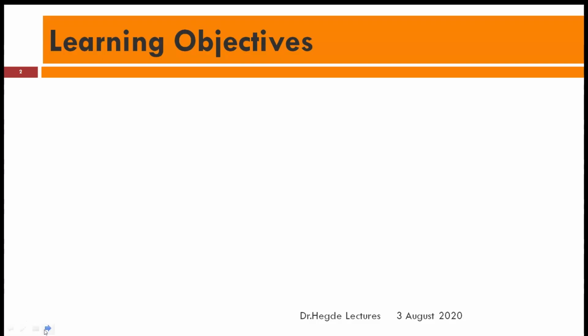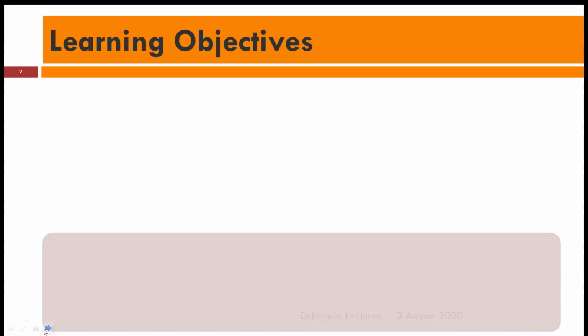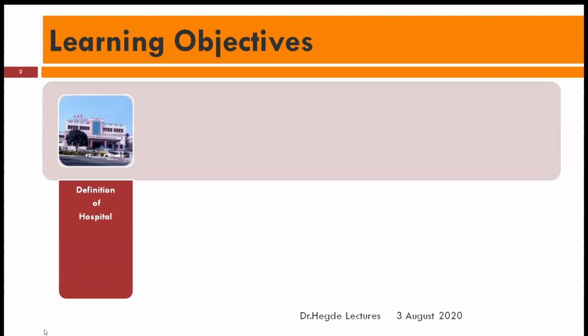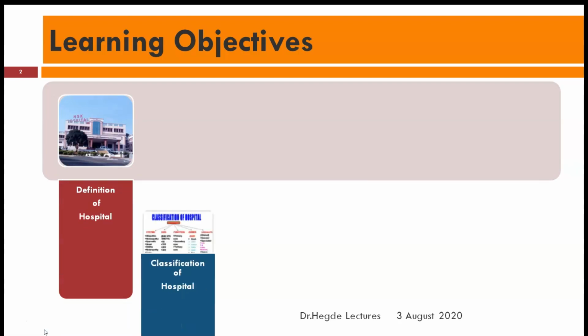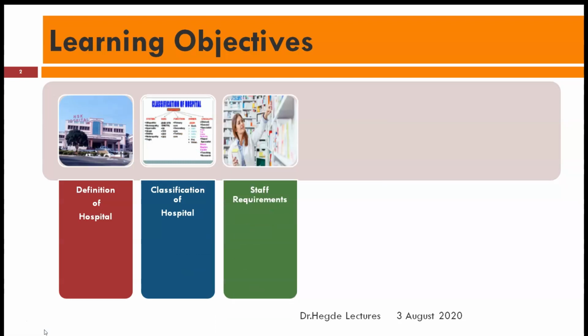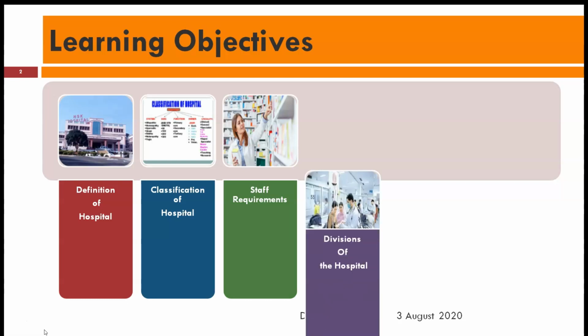The learning objectives of this online session. After completion of this lecture, you should become thorough and be able to define and describe the hospital, the classification of hospital, different types of classification of hospital. Then we'll try to understand the staff requirements for a hospital to run successfully and efficiently.